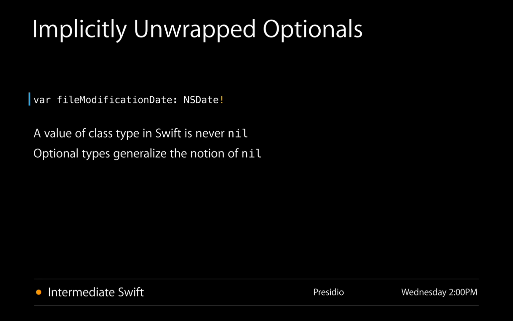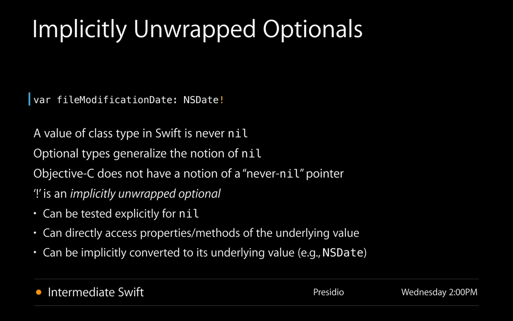That's the Swift side of things. What about Objective-C? Well, it does not have the notion of a never nil pointer like we have in Swift. And so we have a little impedance mismatch here. The Objective-C APIs don't have the expression of the notion of this is not nil, but we need to bring them into Swift. And so we have the implicitly unwrapped optional with the exclamation point here. And this gives us a nice balance.